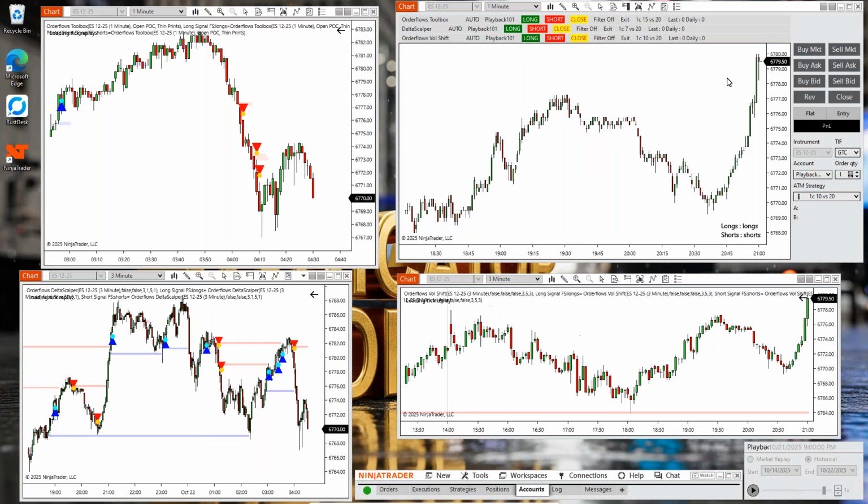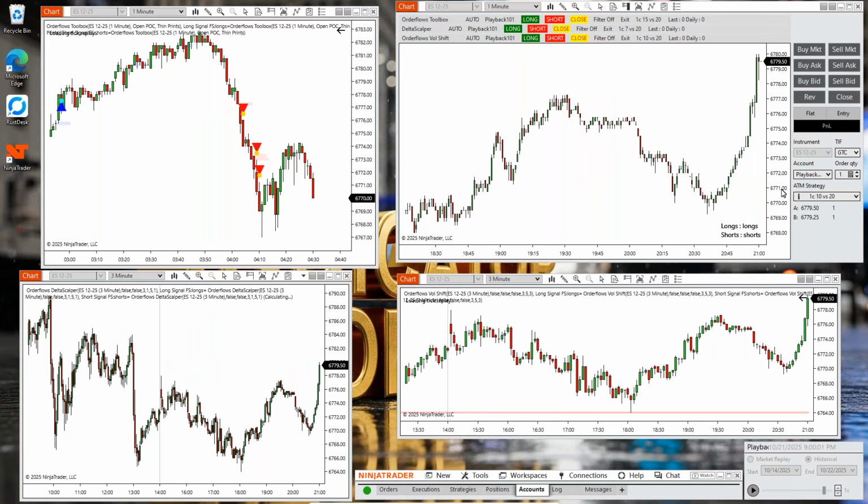We can see that this chart is ready, the chart without the tick replay. This also is ready. This is also ready. Now we are waiting for this one. And when the charts are ready, then we need to wait for the calculation. You can see that all of them are calculating, and this has not started yet.